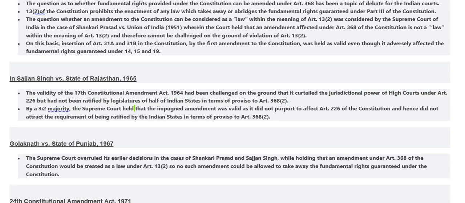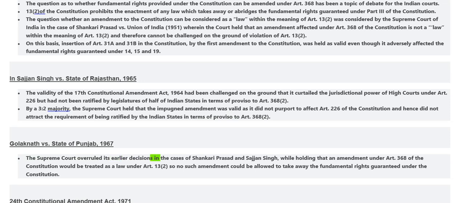By a 3-2 majority, the Supreme Court held that the impugned amendment was valid as it did not purport to affect Art. 226 of the Constitution and hence did not attract the requirement of being ratified by the Indian states in terms of the proviso to Art. 368(2). Golaknath vs. State of Punjab, 1967.